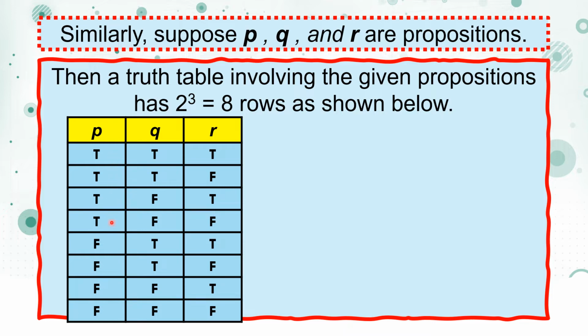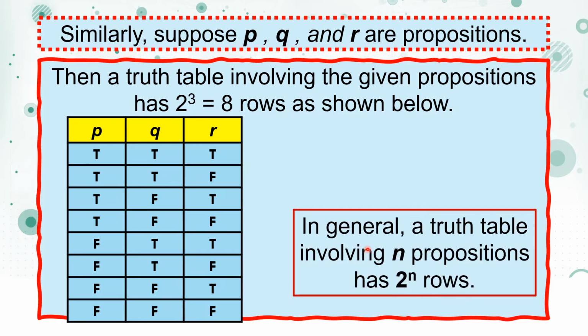And sa Q proposition, since 4 yung sinulat natin dito sa proposition P, i-divide natin tong 4 into 2 ulit. So, 4 divided by 2 is 2. So, isulat na natin dito sa proposition Q, dalawang true, dalawang false. And then, dalawang true ulit, dalawang false. Sa proposition R naman, since dalawang true yung sinulat natin dito sa proposition Q, i-divide natin itong dalawa into 2 ulit. So, 2 divided by 2 is 1. So, sa proposition R, isang true na lang, then isang false. Then, isang true, isang false, and so on.